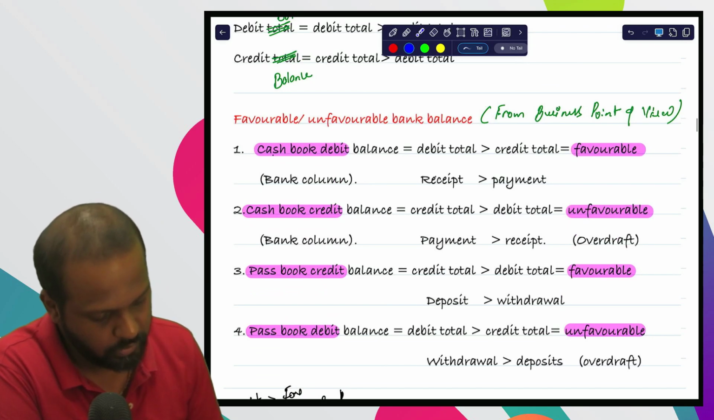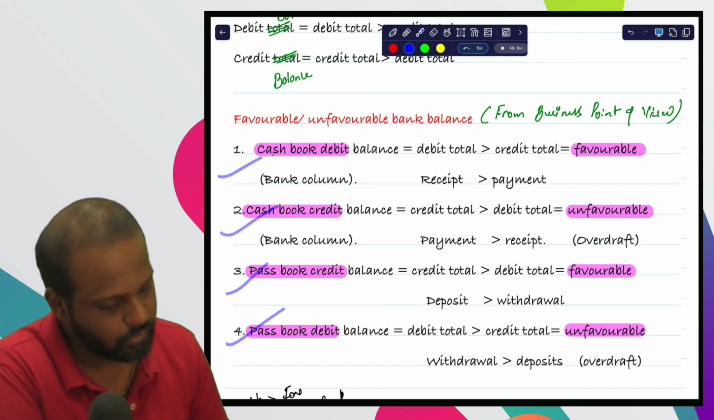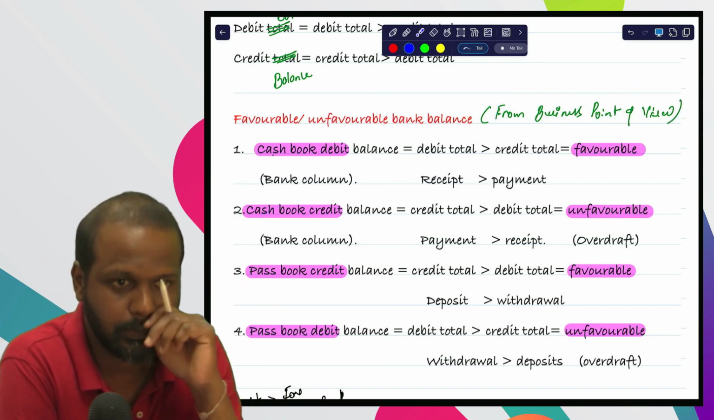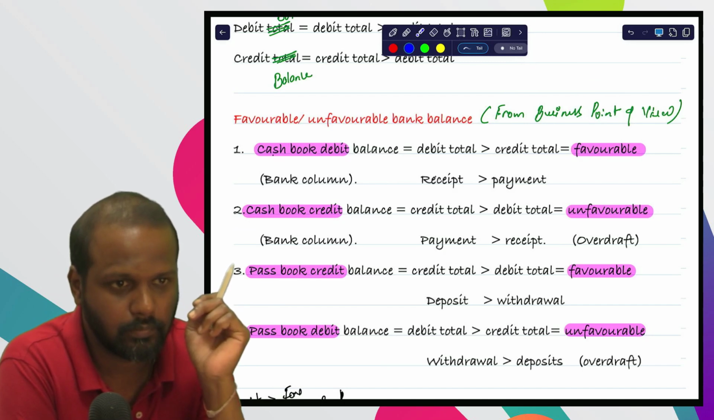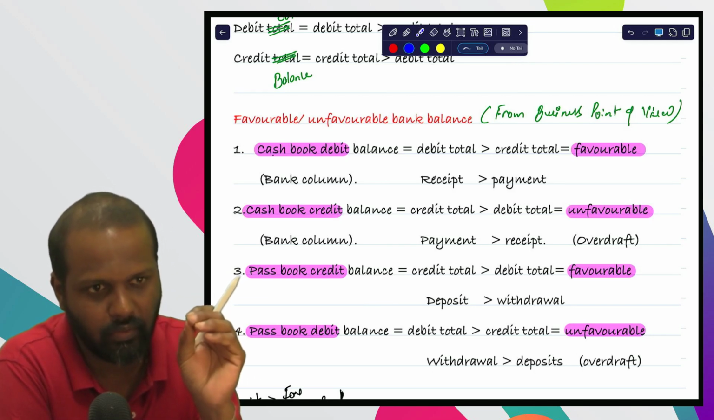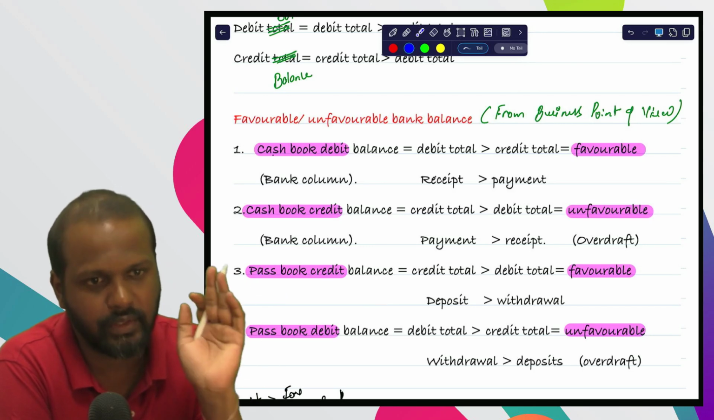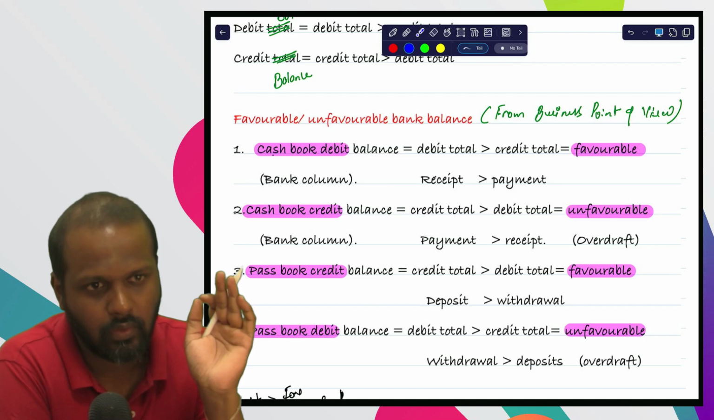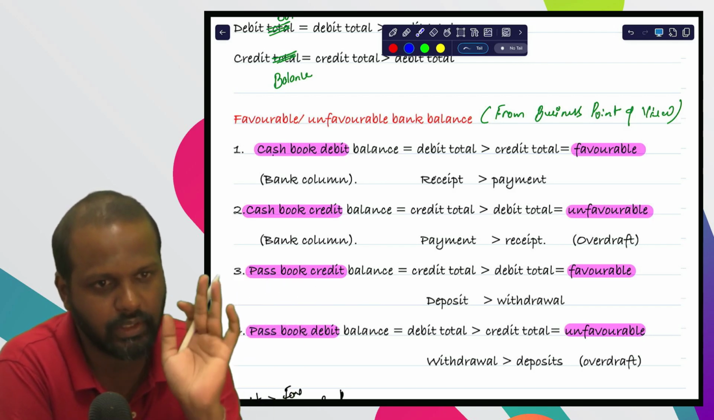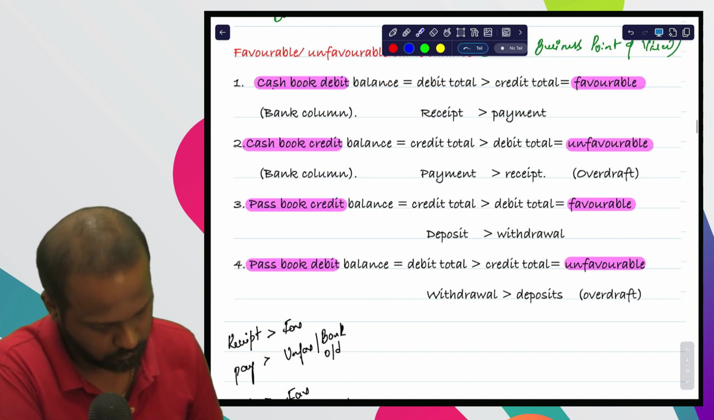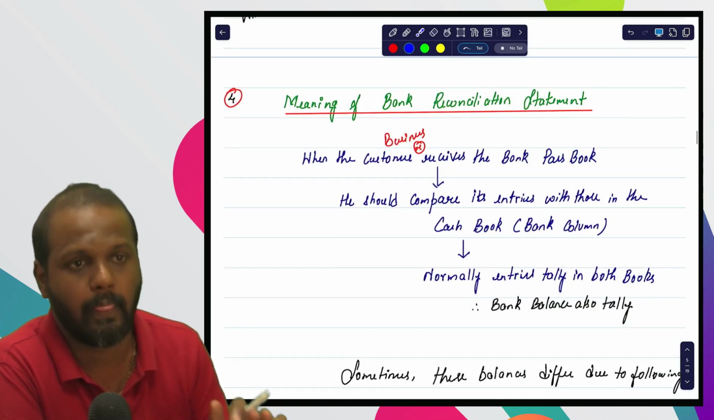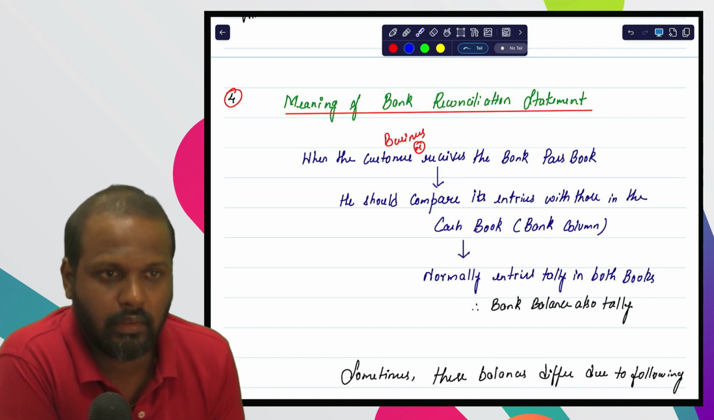So all these four discussions we have done from whose point of view? Business point of view. Whatever basics I'm discussing, these are most important. When you do the question, all these things are going to come in the question. So you have to understand all these things, then only you will be able to do the question easily.